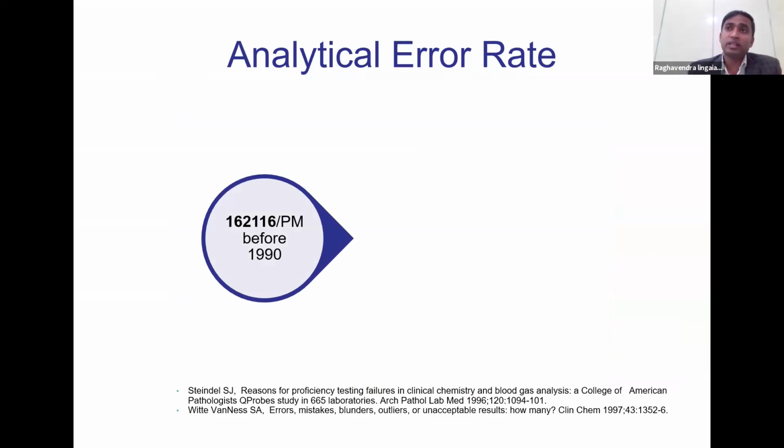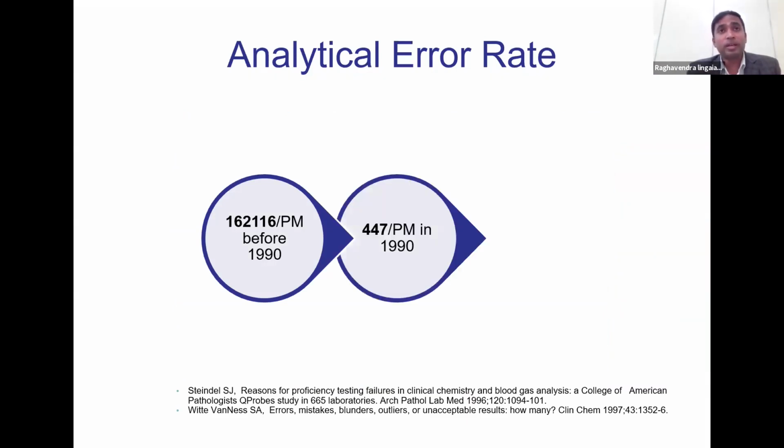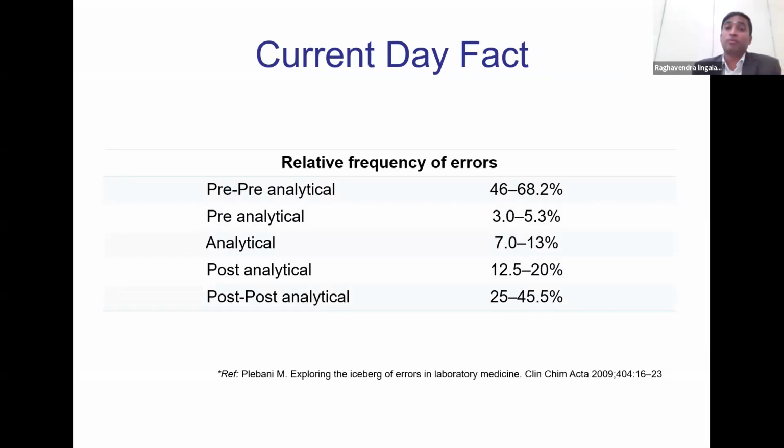Previously, in the late 1990s, it was done manually, and hence in the reports we can see a lot of errors per million tests done. Nearly 1,62,000 errors per million tests done, and gradually it came down to 40, even less than 1%, less than one error per million tests done right now.